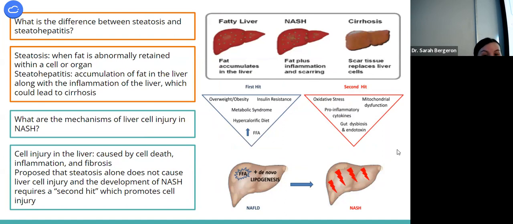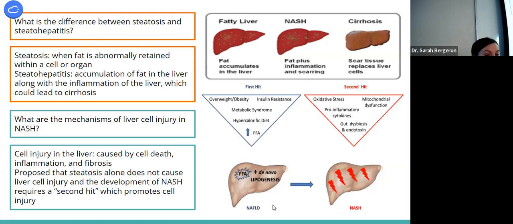And what are the mechanisms of liver cell injury in NASH? Cell injury in the liver is caused by cell death, inflammation, and fibrosis. And it is proposed that steatosis alone, so just this fatty liver, does not cause liver cell injury, and that the development of a more severe form like NASH requires a second hit to promote that cell injury, and that requires oxidative stress.